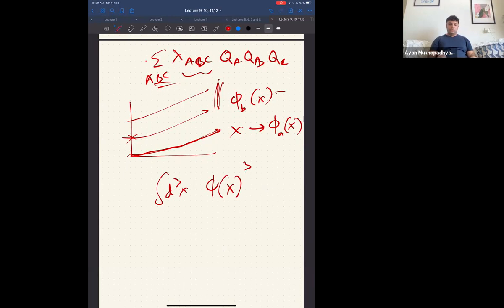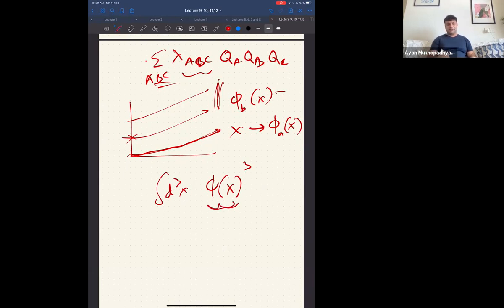So you will basically get something that is the integral d cube x phi(x) cubed. Now, you might ask why it is local, right? That's a good question to ask. So the answer to this again comes from preservation of translational invariance, basically. So in general, it need not be local.